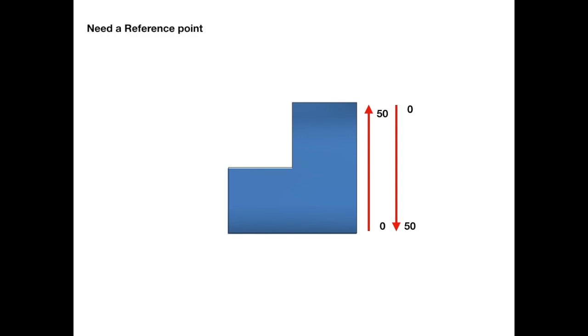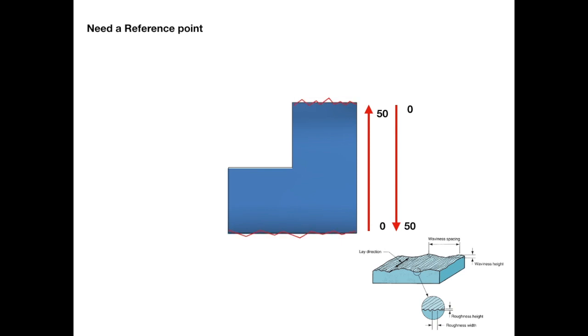Next, we know that every surface has some irregularities. Since nothing is perfectly flat, our part will also have a surface roughness. That proposes a new problem. Here the red zigzag line shows the surface roughness on the top and bottom of our part. How do I reduce the difference in roughness height from my final measurement? So I need a perfectly flat reference point as well.